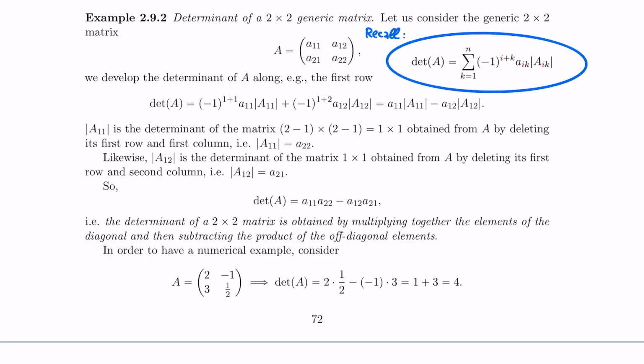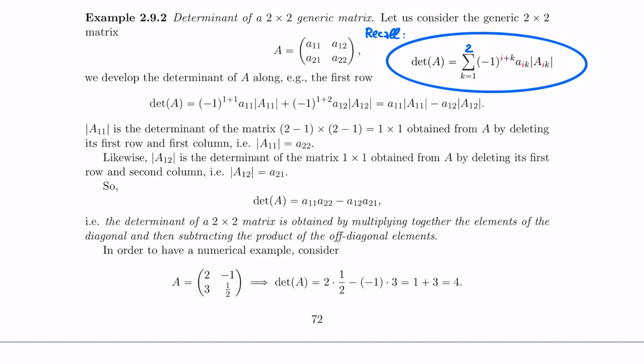A square matrix of order 1 is simply a scalar, and its determinant is the scalar itself. So the first non-trivial example that we analyze is a square matrix of order 2. Since n in this case is 2, the formula that we need to use is this one.